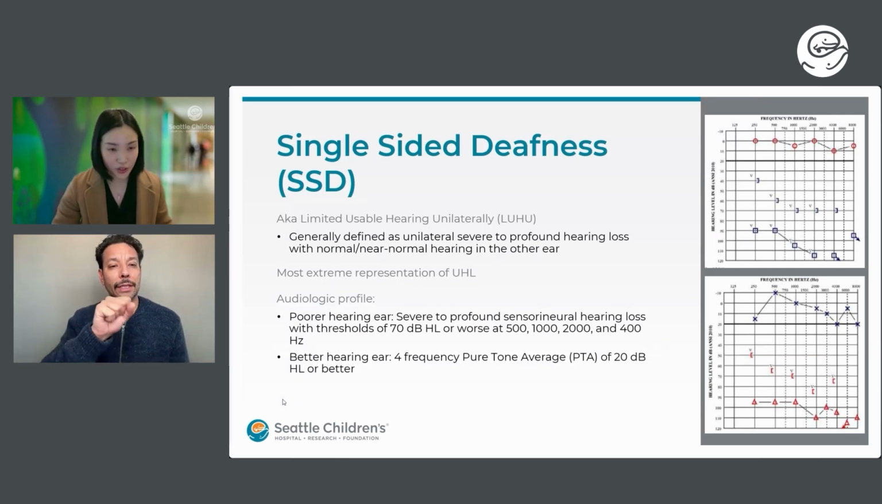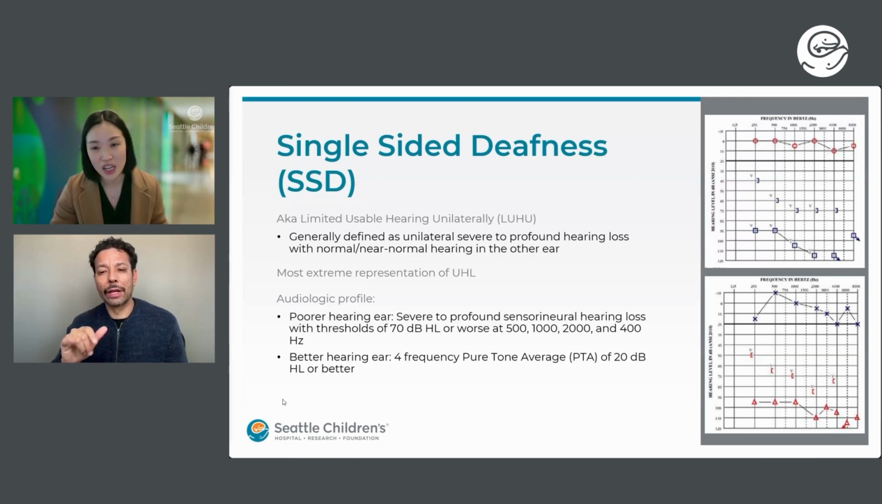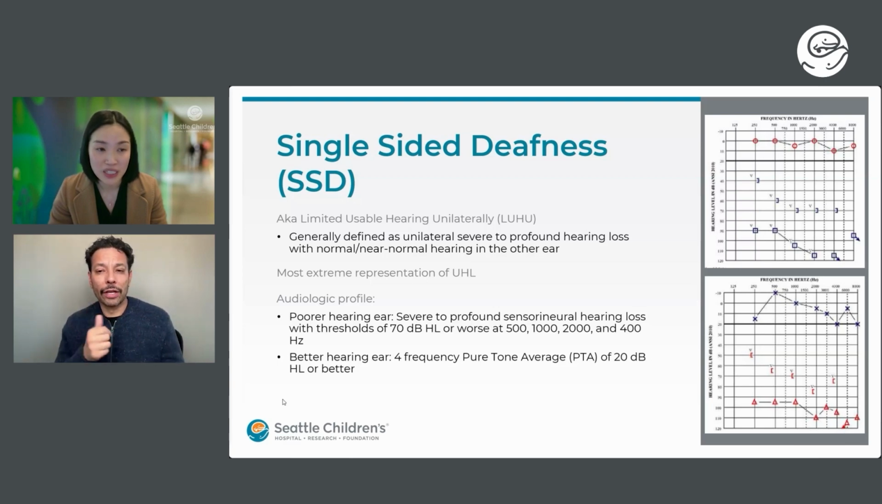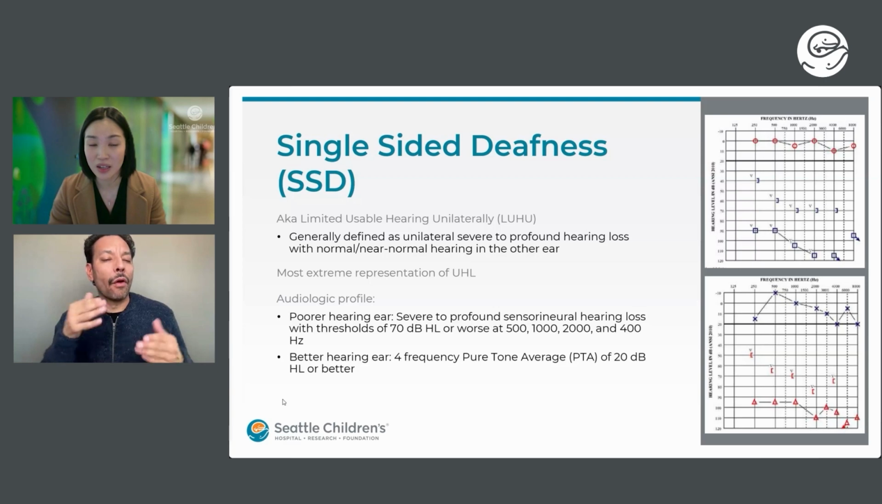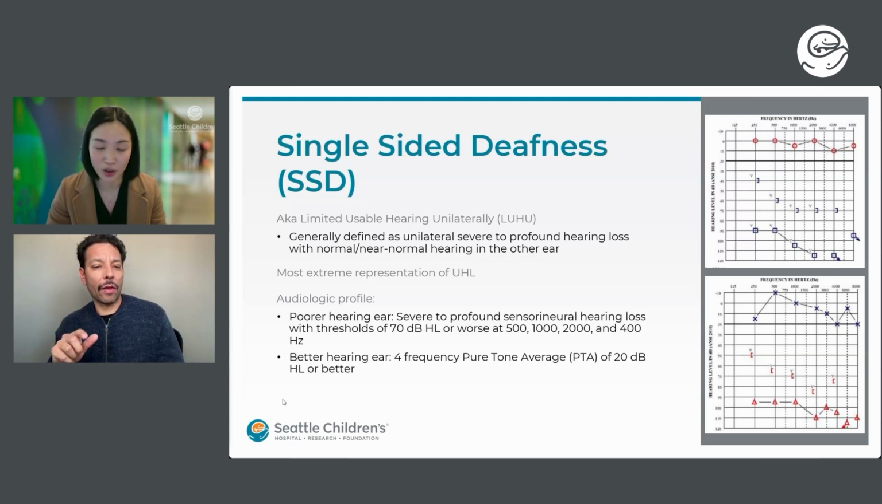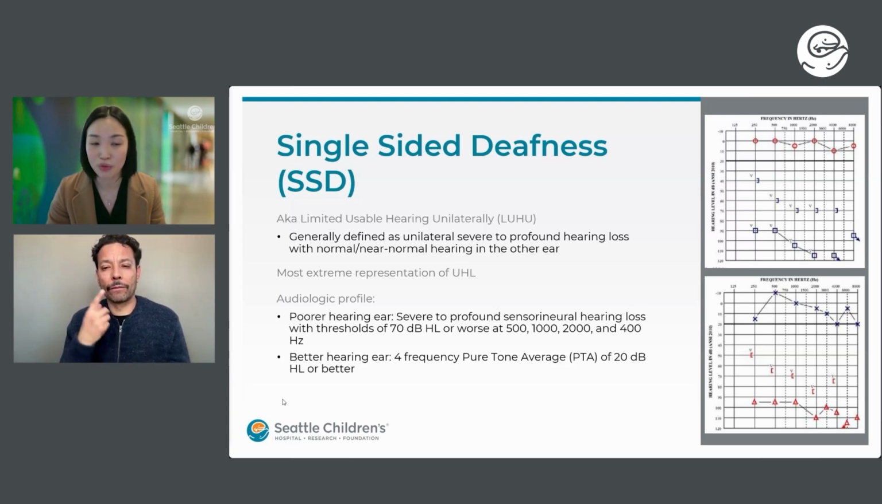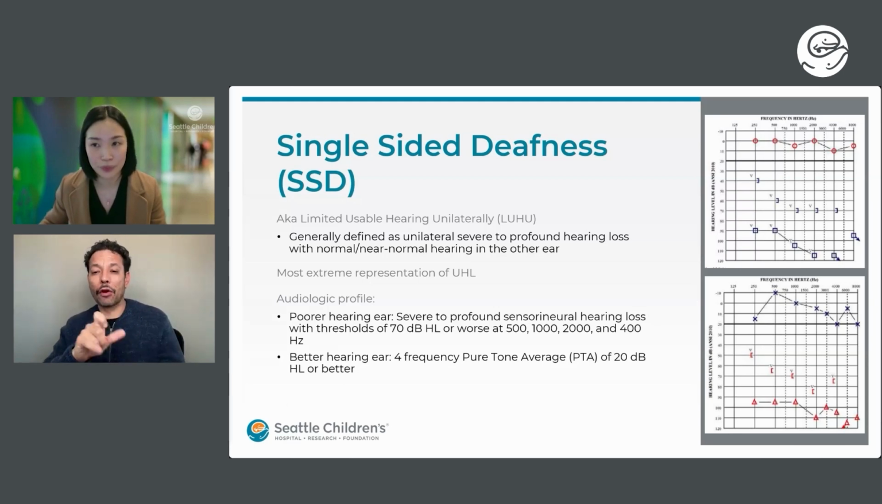So single-sided deafness, Dr. Sark talked about that. It's also known as limited usable hearing unilaterally and generally defined as unilateral severe to profound hearing loss with normal to near normal hearing in the other ear. And it is the most extreme representation of unilateral hearing loss, which is why we chose to focus on this population in this study. The audiologic profile we used is basically a 70 dB HL thresholds or worse at our 4-frequency pure tone average range, and with the better hearing ear having a better 4-frequency pure tone average of 20 dB HL or better.